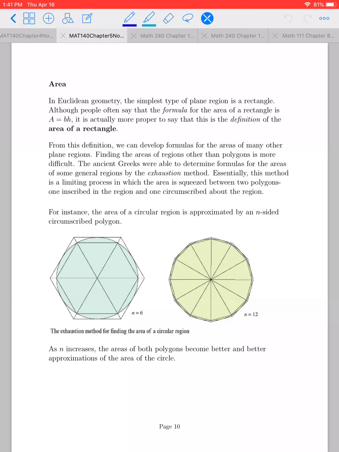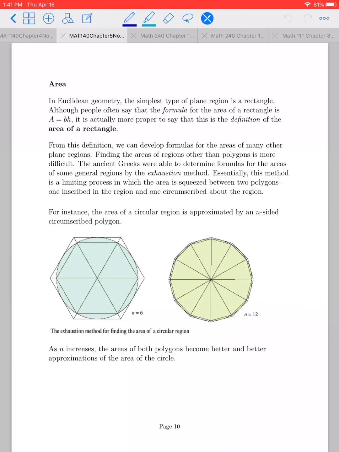One of the reasons why we focused on the summation notation and sums just a moment ago is that we're going to be using them now to find the areas of figures. In Euclidean geometry, the simple type of plane region is a rectangle. And we often say that the formula for the area of a rectangle is the base times the height, when it's really actually more proper to say that that's the definition of the area of the rectangle.